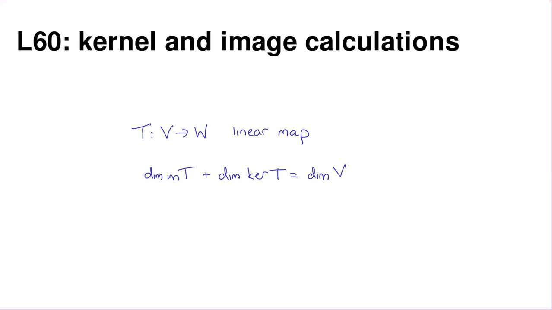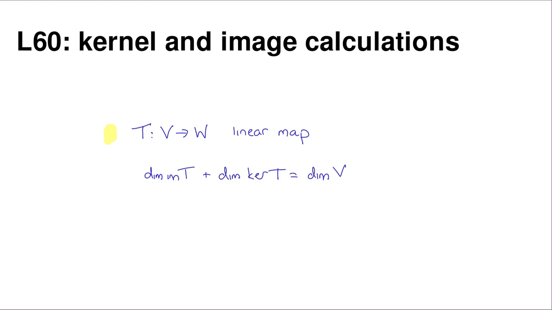In this video, we're going to compute the kernel and the image of a linear map between two column spaces defined by multiplication by a matrix. Before I do that, I need to remind you of the rank nullity theorem, which we proved last time. So here is the statement.